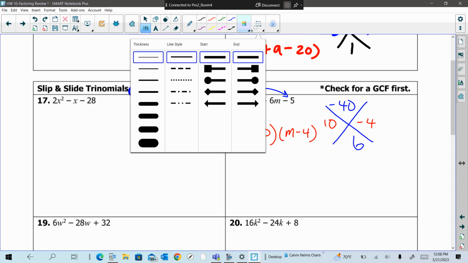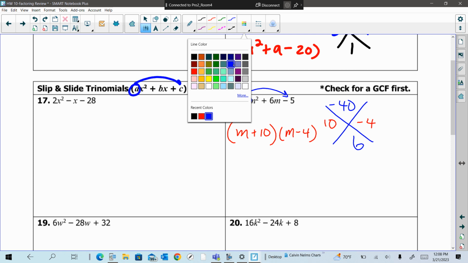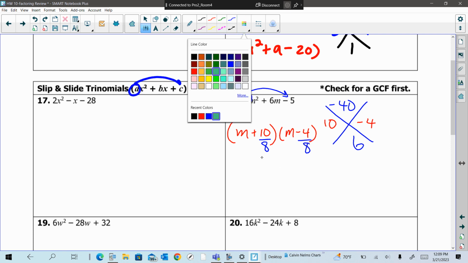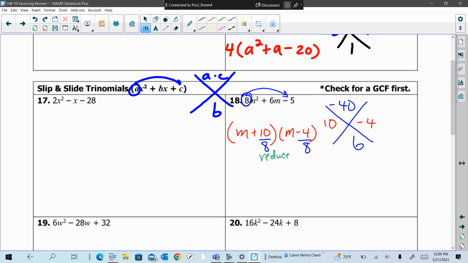But since we had the coefficient and we multiplied, we now, since I circled this 8 right here, have to divide by 8. So on our first one here, let's just make a note. This fraction can be reduced. This reduces to a whole number. So when I reduce the first one, this would be m plus 5 over 4. Divide everything by 2. And then this one is m minus 1/2. We can reduce this one as well.